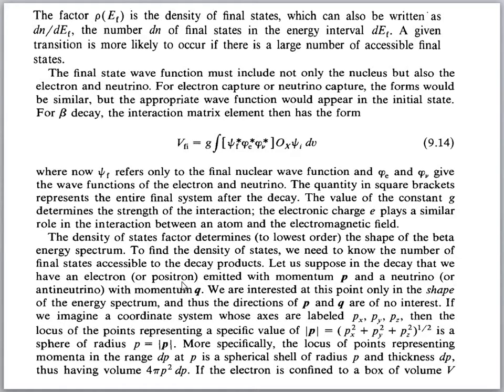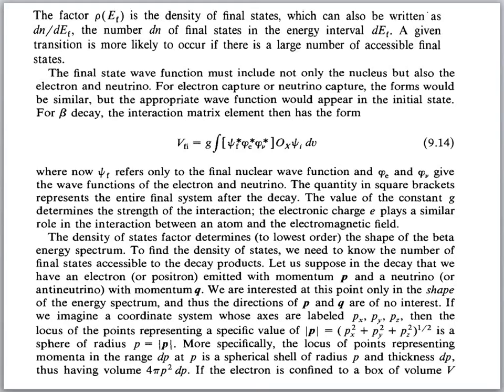Let us suppose that p is the momentum of the electron and q is the momentum of the neutrino. At this point the shape of the energy spectrum can be obtained from the shape factor. So in order to get the number of states between momentum p and p plus dp, we have to consider a momentum space with coordinates px, py and pz.